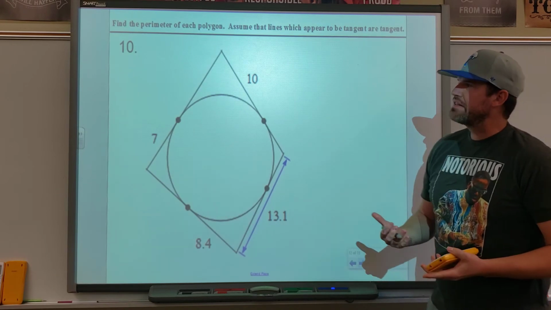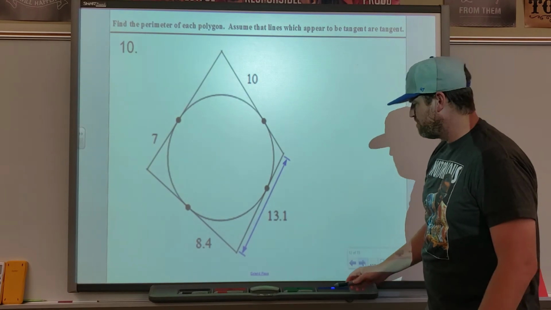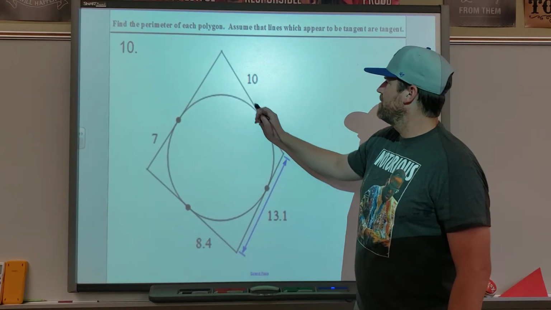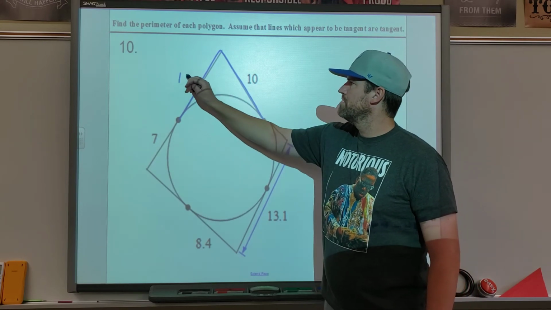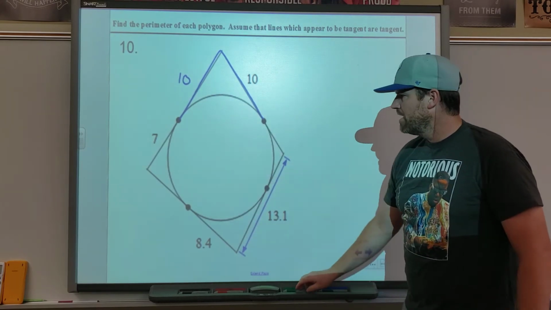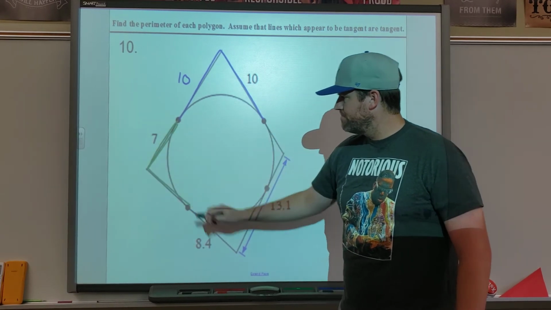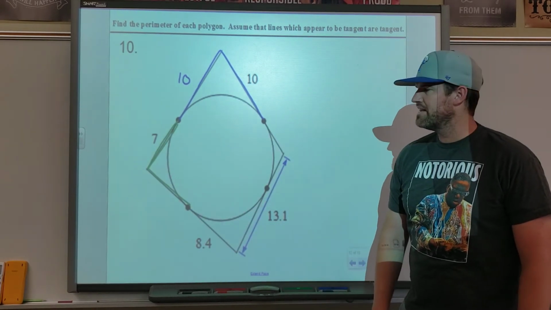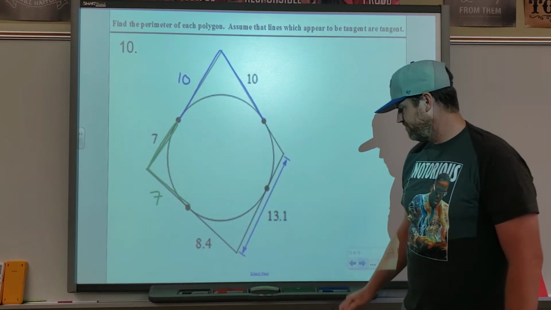Okay, so basically the same problem. Now we just have a four-sided shape, which means we have four pairs of tangents. But I know that this one and this one are the same. So if this is 10, this is 10. I know that this segment and this segment are the same, right? They're both tangents that are meeting at the same place. So if this is 7, this is 7.